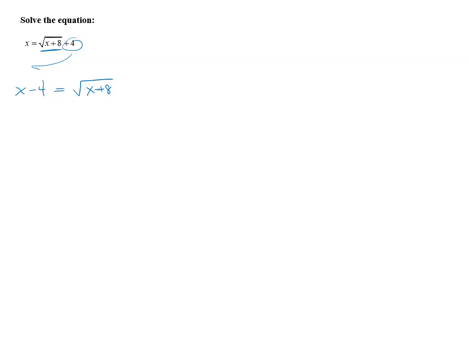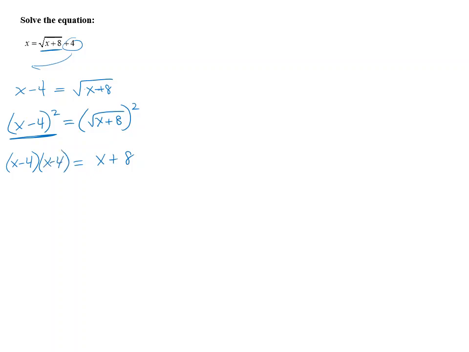Next, we'll square both sides. So we're going to have (x minus 4) quantity squared equals the square root of x plus 8, squared. Now the square undoes the square root, so I'm just going to get x plus 8. Over here, it's tempting to just square the x and square the 4, but technically this is the entire binomial squared, which means that it's multiplied by itself.